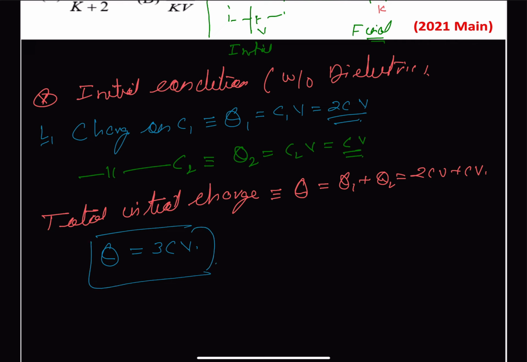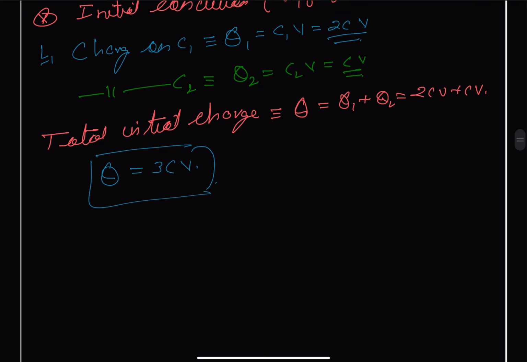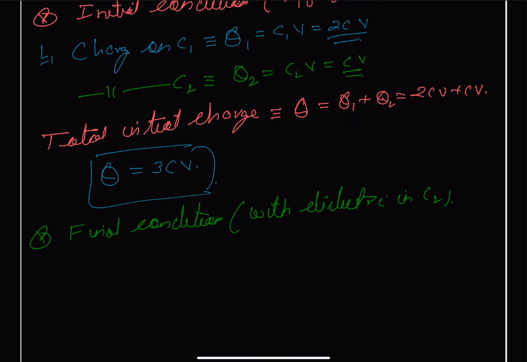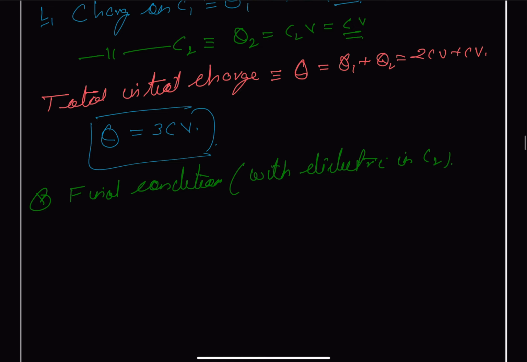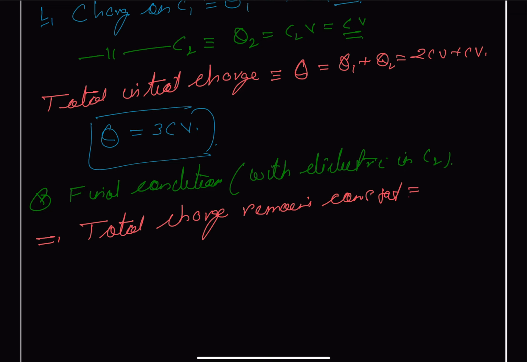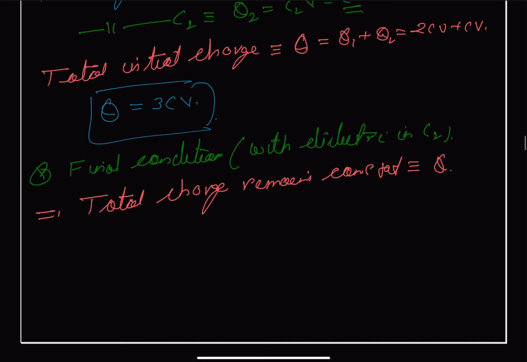Now our dielectric is introduced, that is our final condition. Final condition, which is basically with dielectric in C2, and we have to remember total charge remains constant, which basically is Q, and we found it there, 3 times CV.